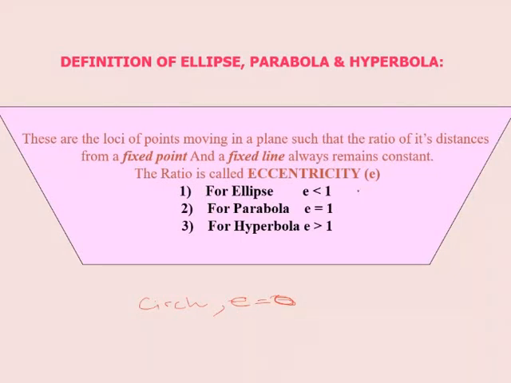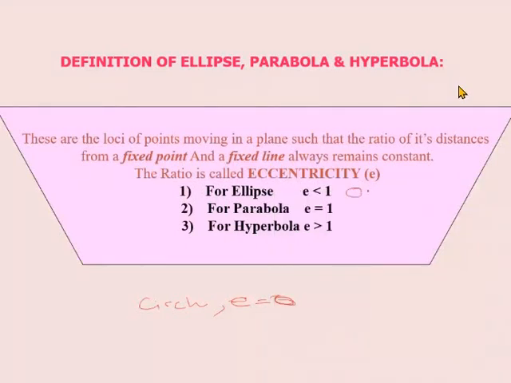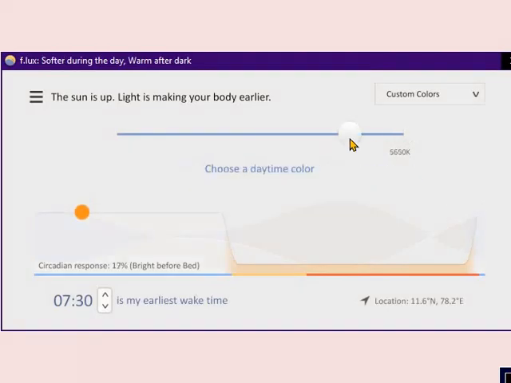For an ellipse, the eccentricity should be greater than 0 and less than 1. For a parabola, it should be exactly equal to 1. And for a hyperbola, it should be greater than 1. So this is the eccentricity. I will show you how to do that. For example, I have one axis like this. This is called the directrix.